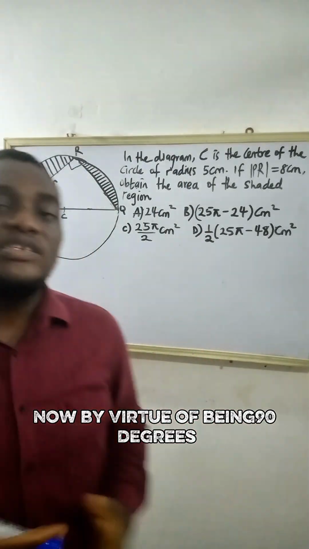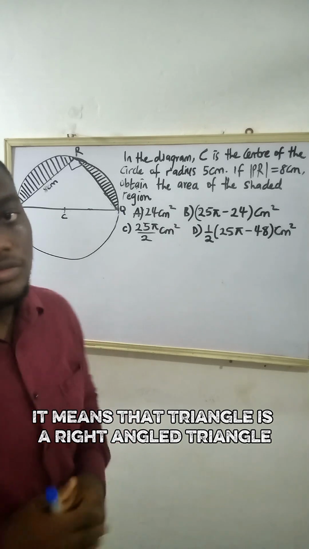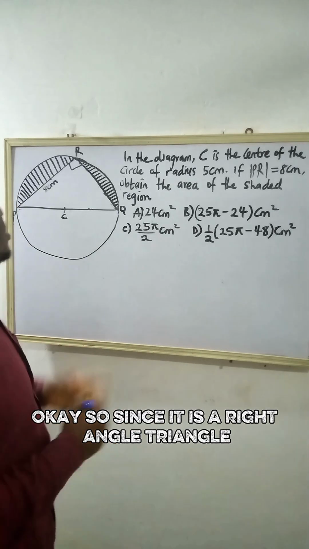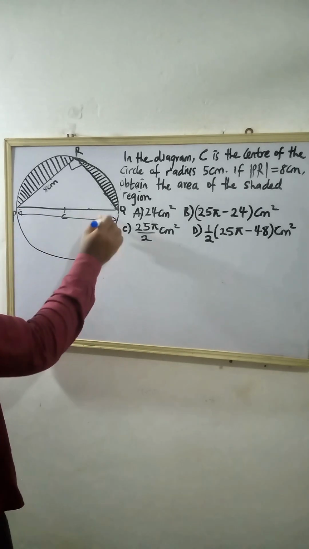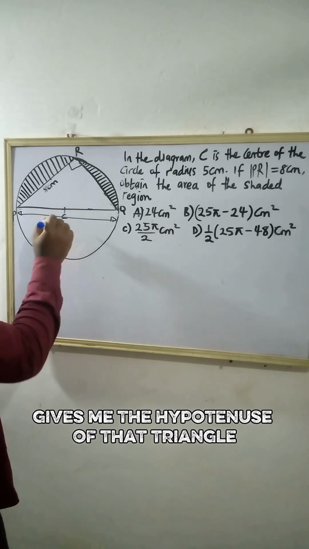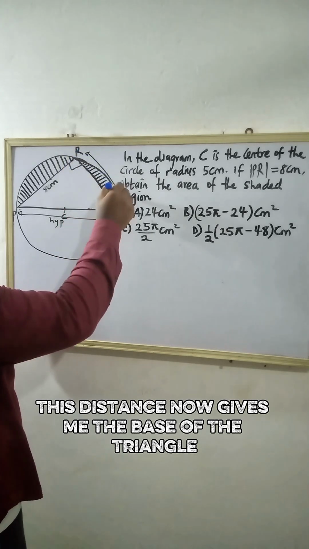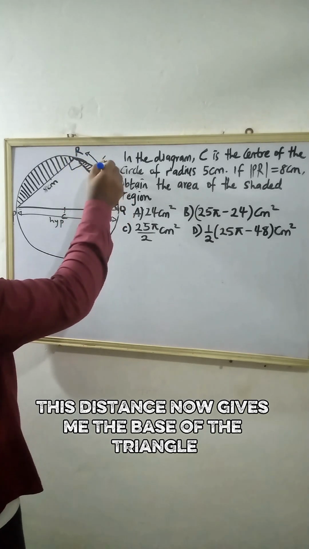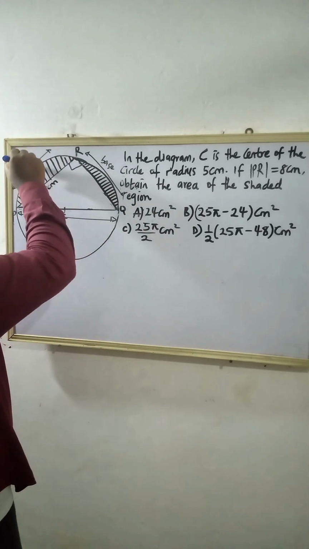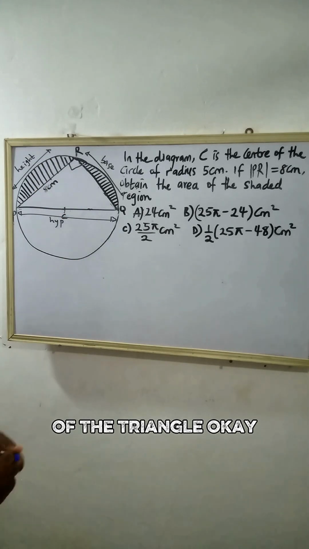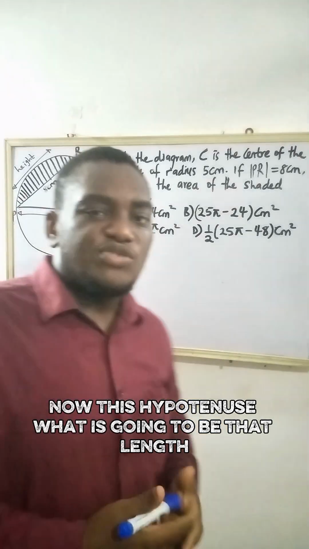Now, by virtue of being 90 degrees, it means that the triangle is a right angle triangle. Okay? So since it is a right angle triangle, the distance from this point to this point gives me the hypotenuse of that triangle. This distance gives me the base of the triangle, and this distance gives me the height of that triangle. Okay? Now, this hypotenuse, what is going to be that length?